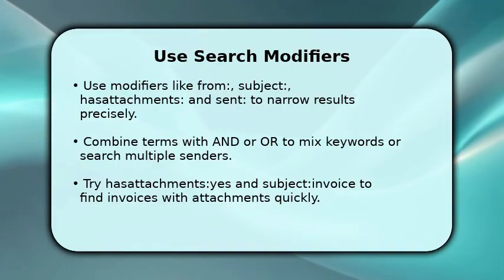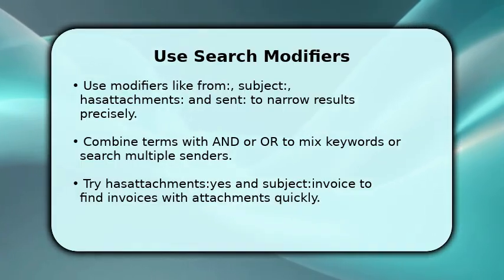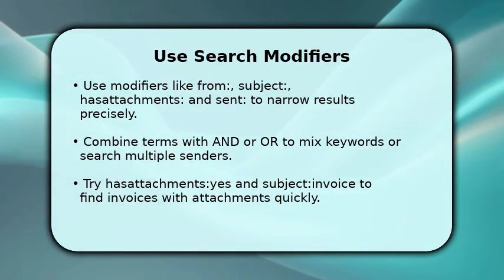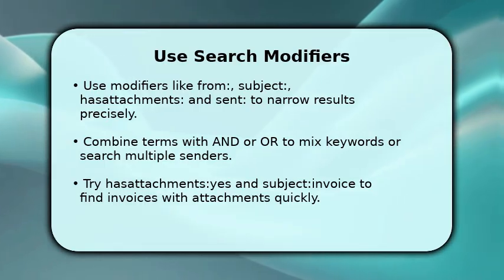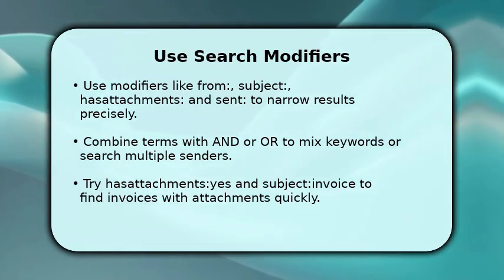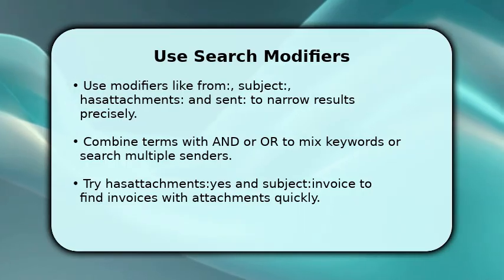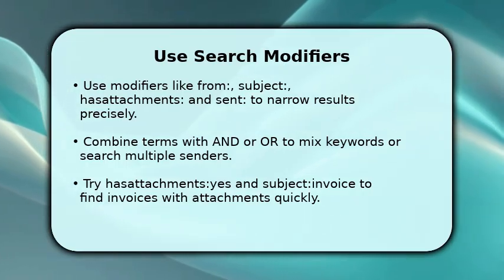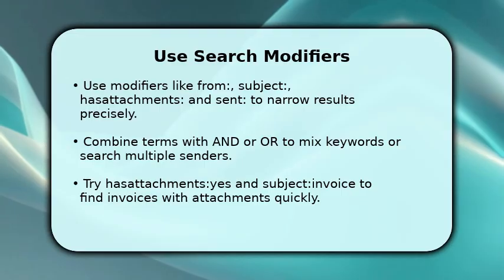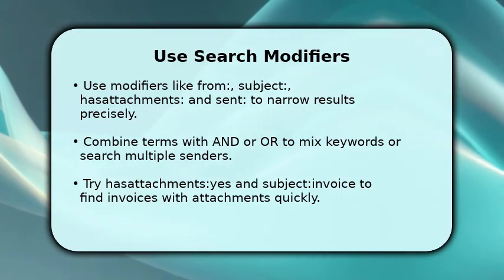Refine results using simple search modifiers built into Outlook for precise filtering. Type from: Alice at example.com to show messages from a specific sender. Use subject:invoice to find messages with that word in the subject line. Add hasattachments:yes to restrict results to messages that include files.